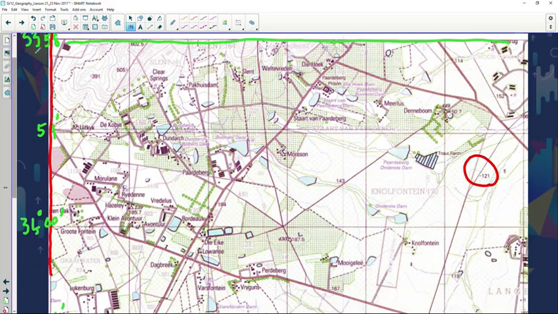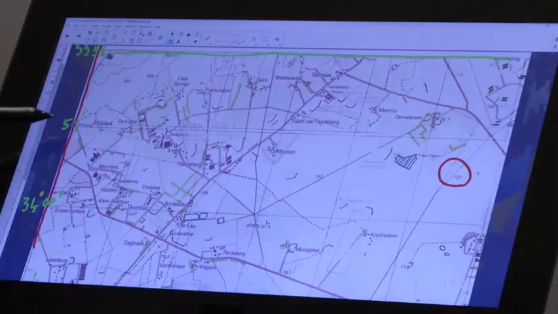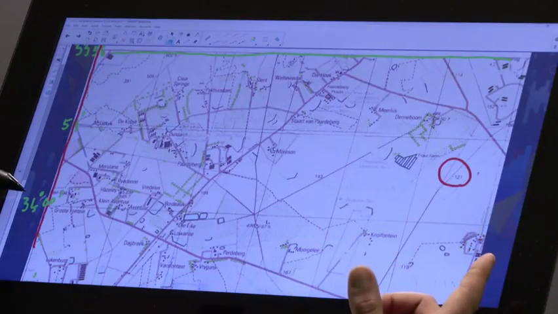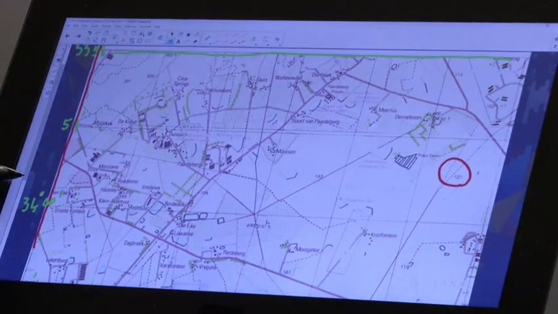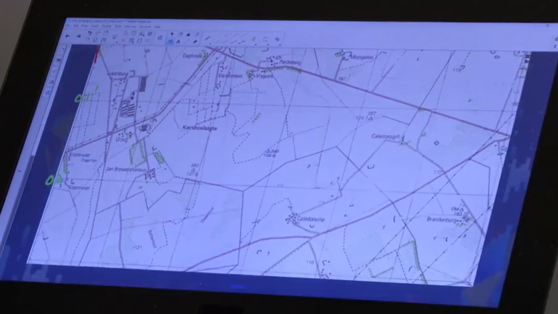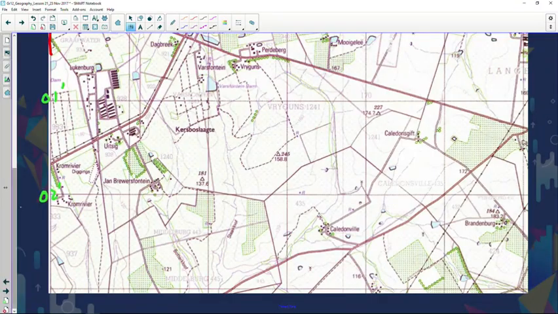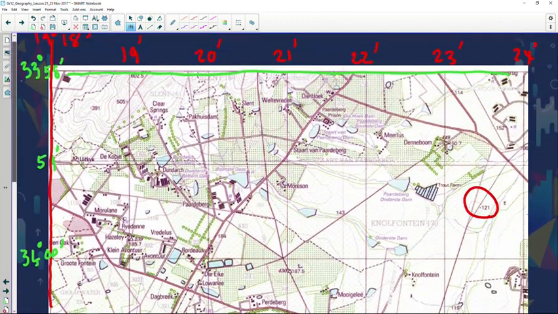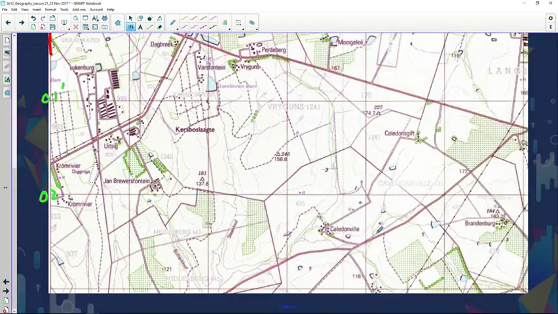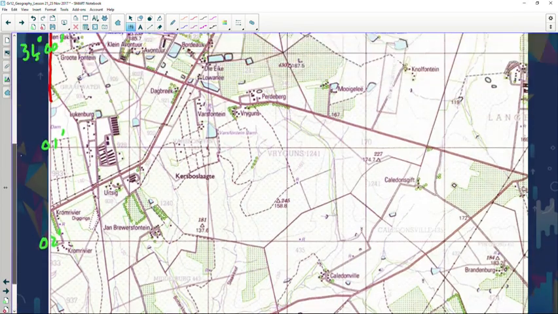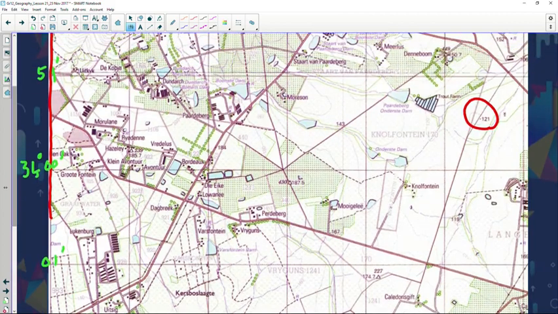Let's do the reading. It's going to be 33 degrees, there's 58. It's between 59 minutes and 34 degrees. So I'm going to write it down. Let me write it on the map. It's going to be 33 degrees, 59 minutes.